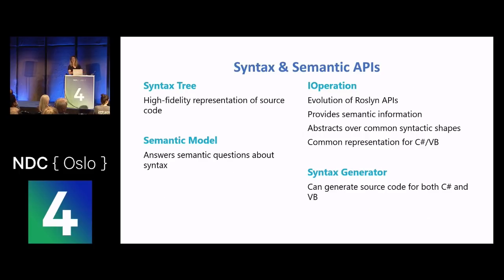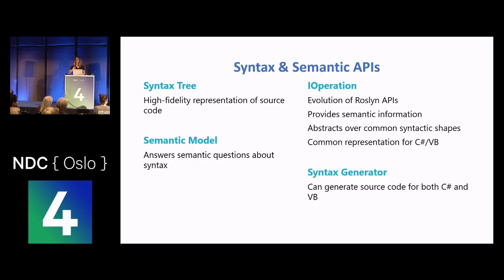All right, so that was a lot. So let's take a sec, recap slide. Again, there's a syntax tree. That's the high-fidelity representation of your source code. Includes white space, all sorts of other trivia. You have the Semantic Model, where you learn semantic information. Then you have IOperation, which is the newest evolution of the Roslyn APIs that abstracts over syntactic shapes. And it's probably more similar to what you all may have learned in school as a syntax tree.